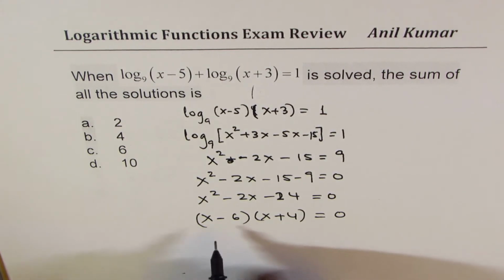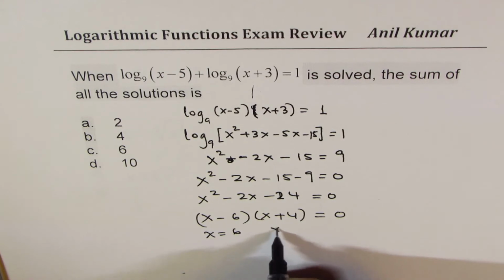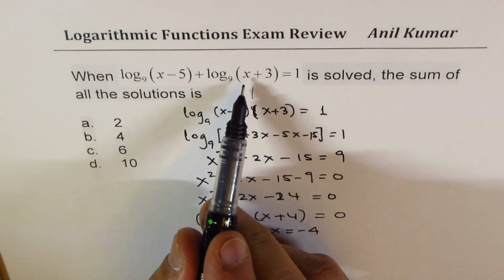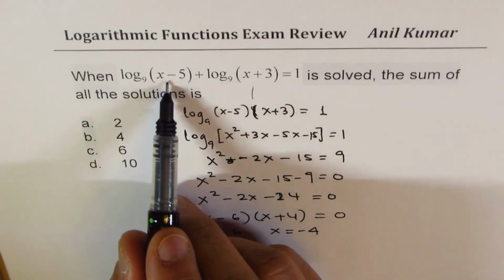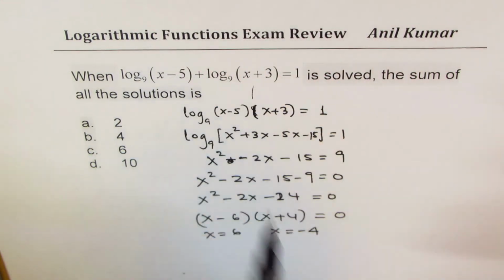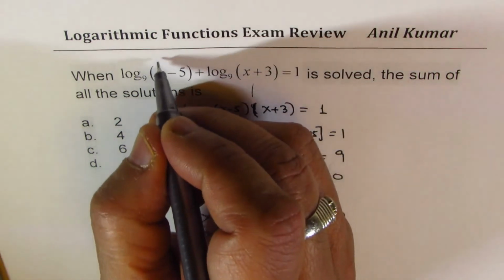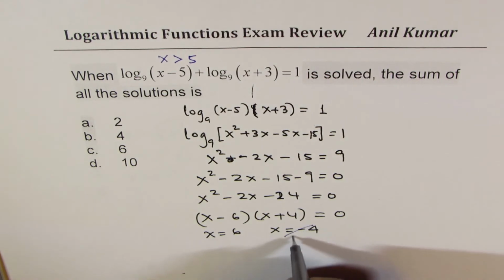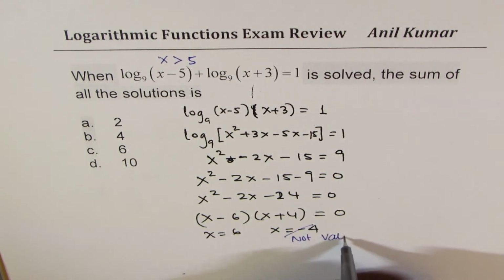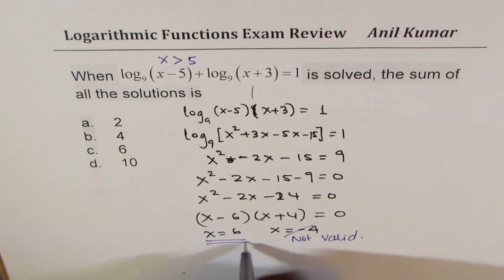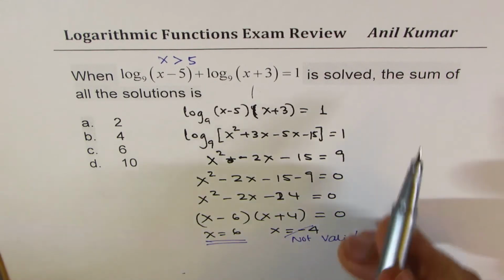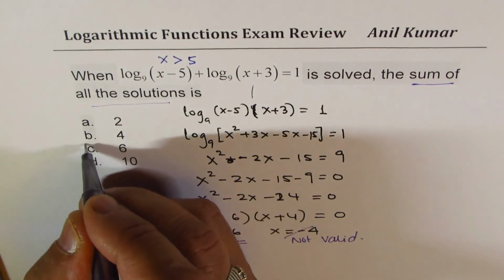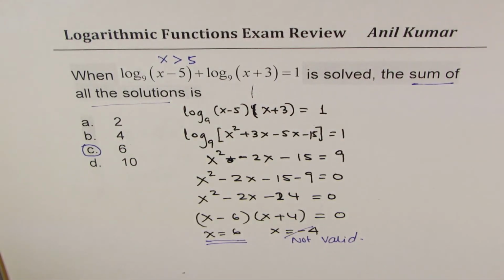So that gives us 2 solutions. One is x equals 6, the other x equals minus 4. Now if you see this, x has to be greater than minus 3 and 5. So if you look into the restrictions, we know that x has to be greater than 5, correct? So this is not valid. So the only solution is x equals 6, and therefore the sum of the solutions is also 6. So option C is the correct option for us, correct?